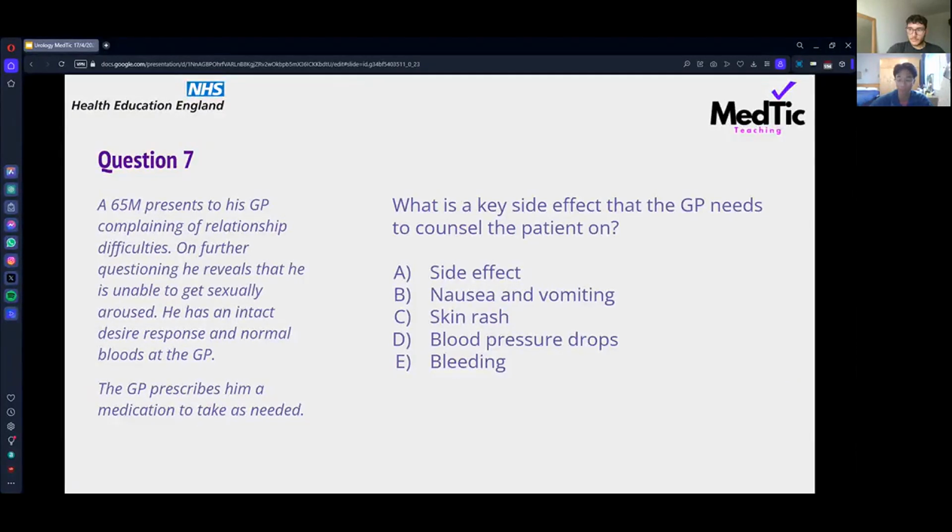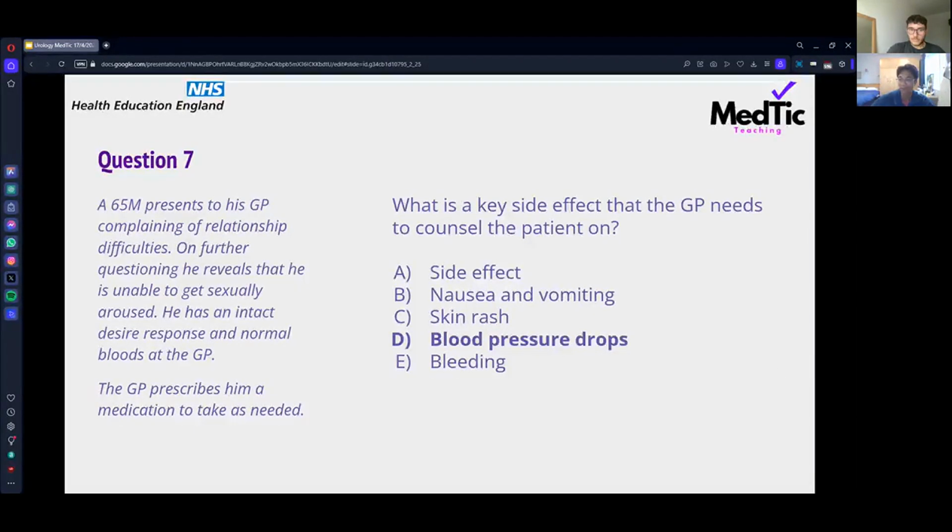So the GP has probably prescribed them a brand new medication, and as part of that, when you start any patient on a new medication, you need to counsel them on the likely side effects. The key side effect that they might experience is a drop in blood pressure, or what we call postural hypotension. However, I just thought I'd translate that into what you would actually tell the patient about.